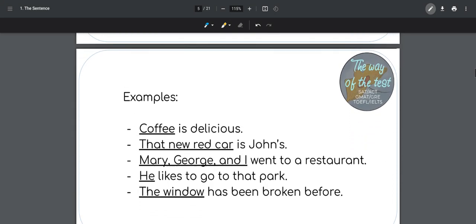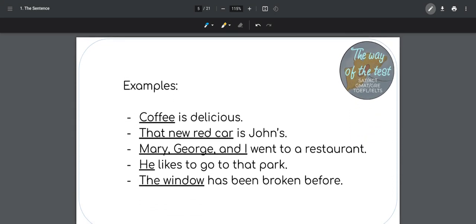Okay, so examples, you can see different examples. Coffee is delicious. So what is the thing that is delicious? Oh, the coffee. That new red car, the whole thing is the subject. You can pause here and analyze the sentences, but every single underlined portion is the subject, because they are either performing the action, like in most of the sentences, or they are receiving the action, like in this passive voice. Has been broken. What has been broken? The window. The window is the subject because it's receiving the action in the passive voice form.